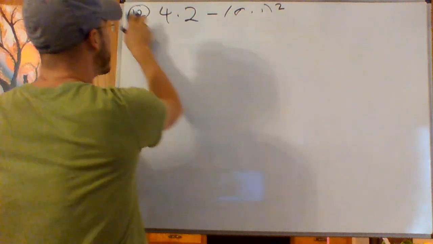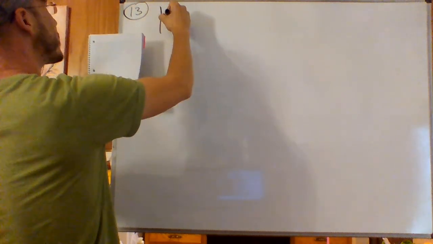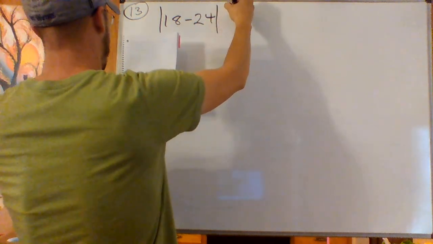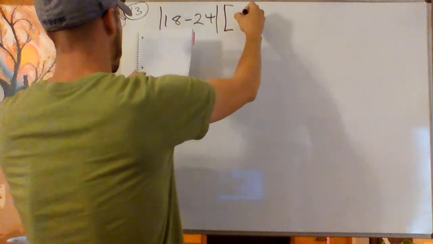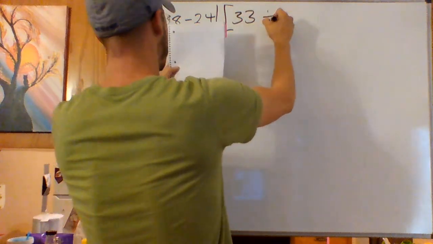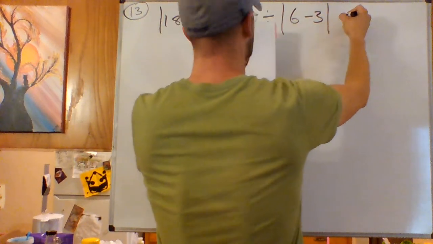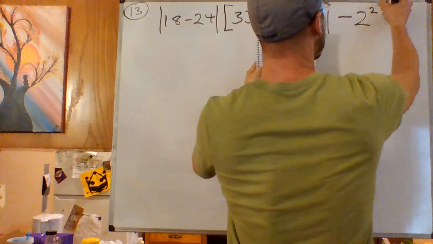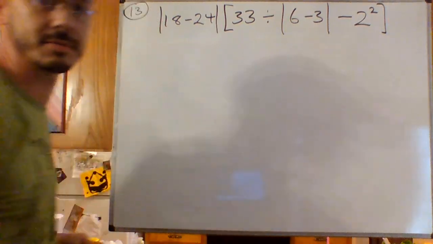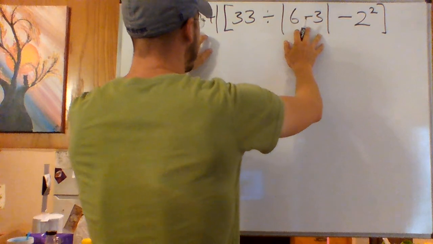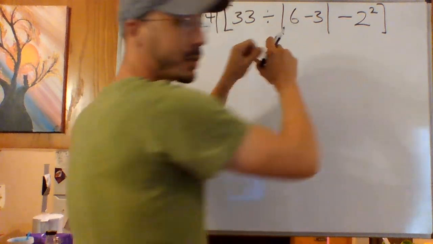The next one's kind of a big expression, but it's all whole numbers. So absolute value of 18 minus 24, then a bracket, 33 divided by absolute value of 6 minus 3 minus 2 squared, close bracket. So there's a couple absolute value expressions, and remember those are grouped expressions.